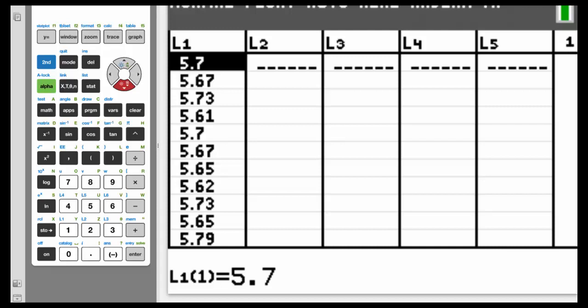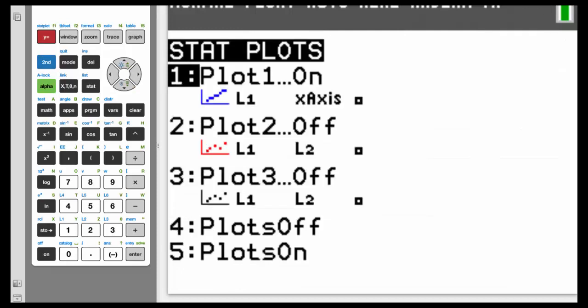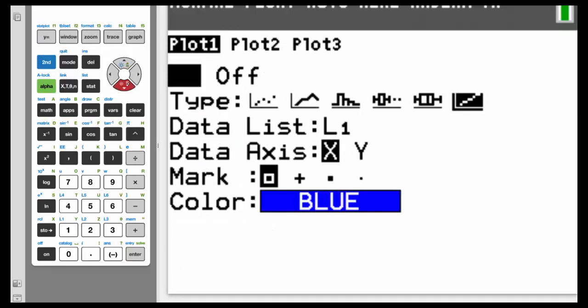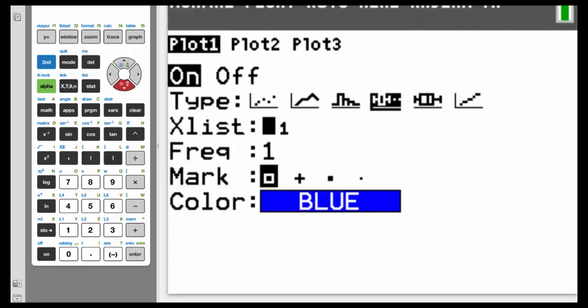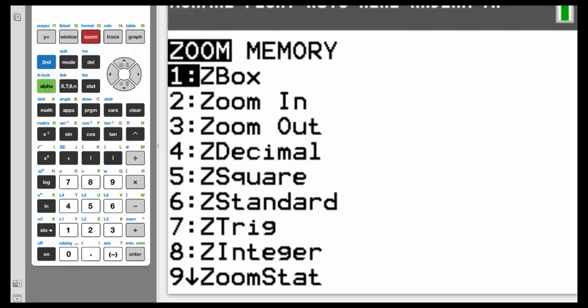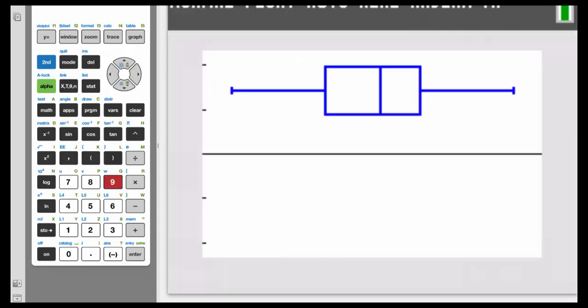Okay, so I've put the data values into L1. So let's check the box plot first. So hit second, Y equals, we'll go to plot 1, highlight the box plot with the outliers, hit enter. X list is fine, frequency is 1. Click on zoom, stat, and we have a box plot with no outliers.